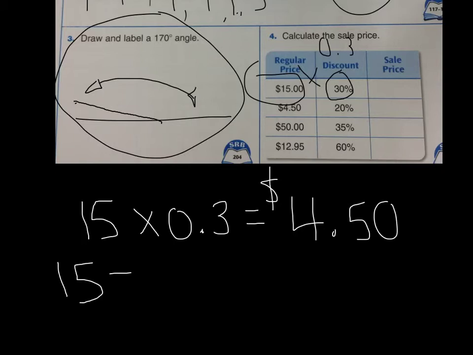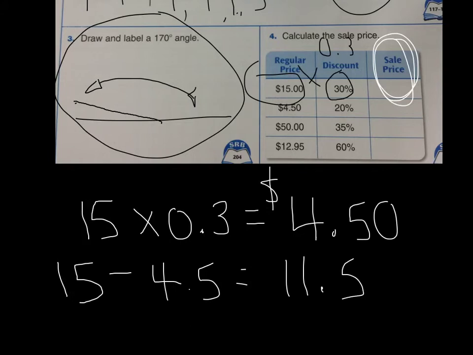15 minus 4.5. The reason we're subtracting it is because you're looking for the sale price. The sale price, how much you actually have to pay with a 30% discount. That equals 11.5, or we could say $11.50. And that would be your answer right here.